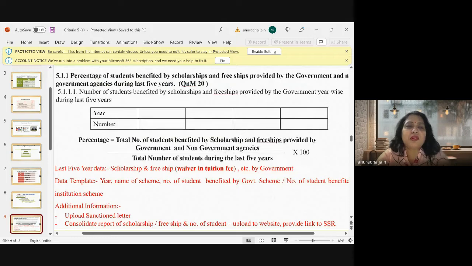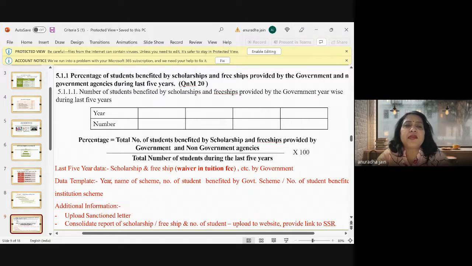Now, if we talk about the first key indicator, you can see that 5.1.1, which is of 20 marks, talks about the percentage of students benefited by scholarship and freeship provided by the government or non-government agencies during the last 5 years. So that means all scholarships which are given to the students by the government or non-government agencies during the last 5 years. So what is the format for this?